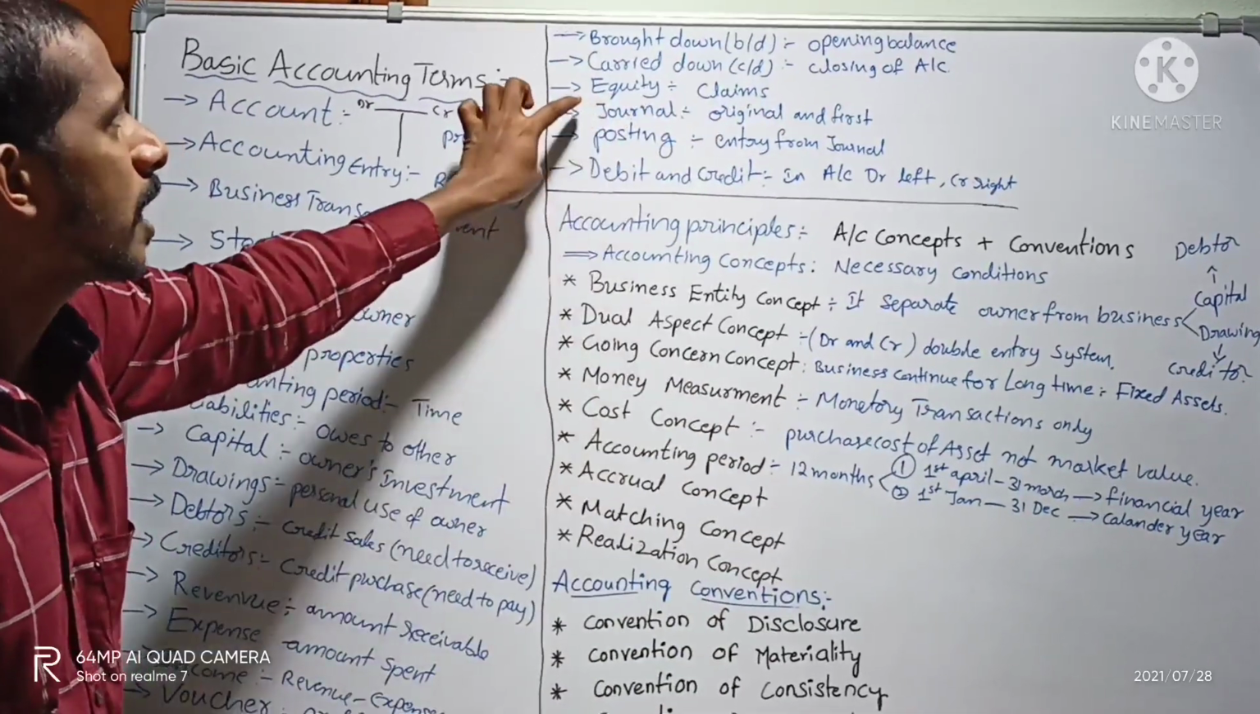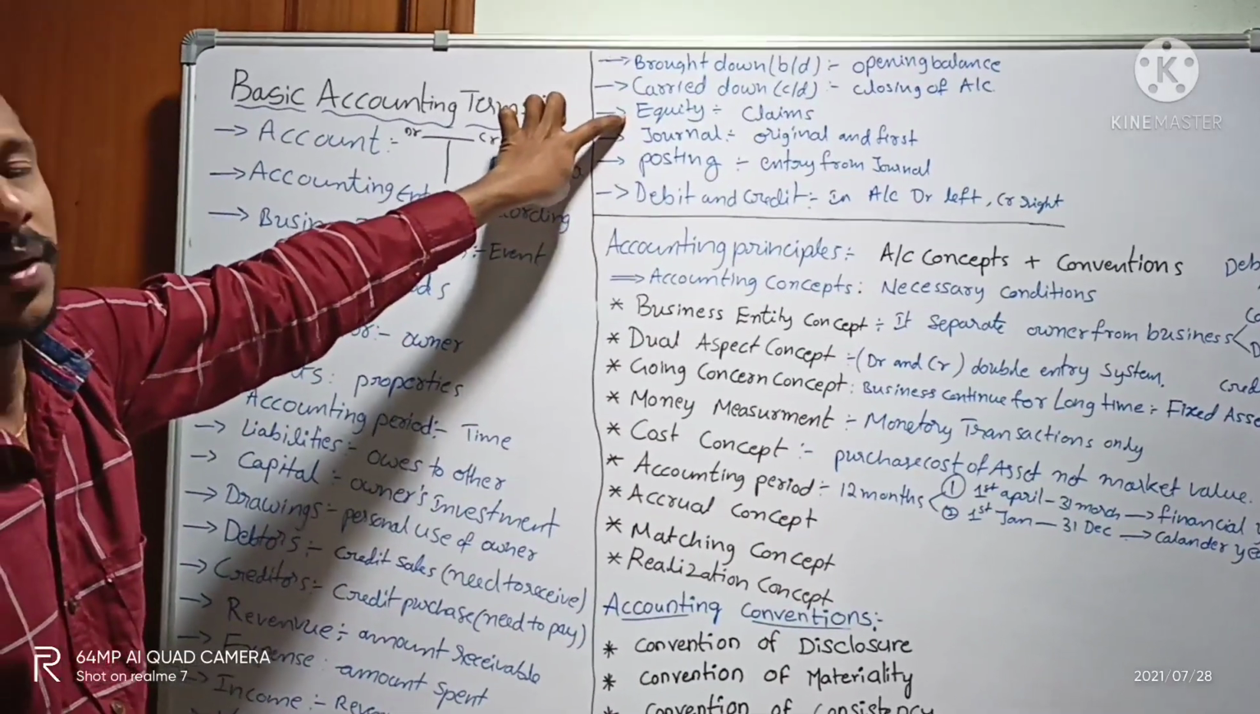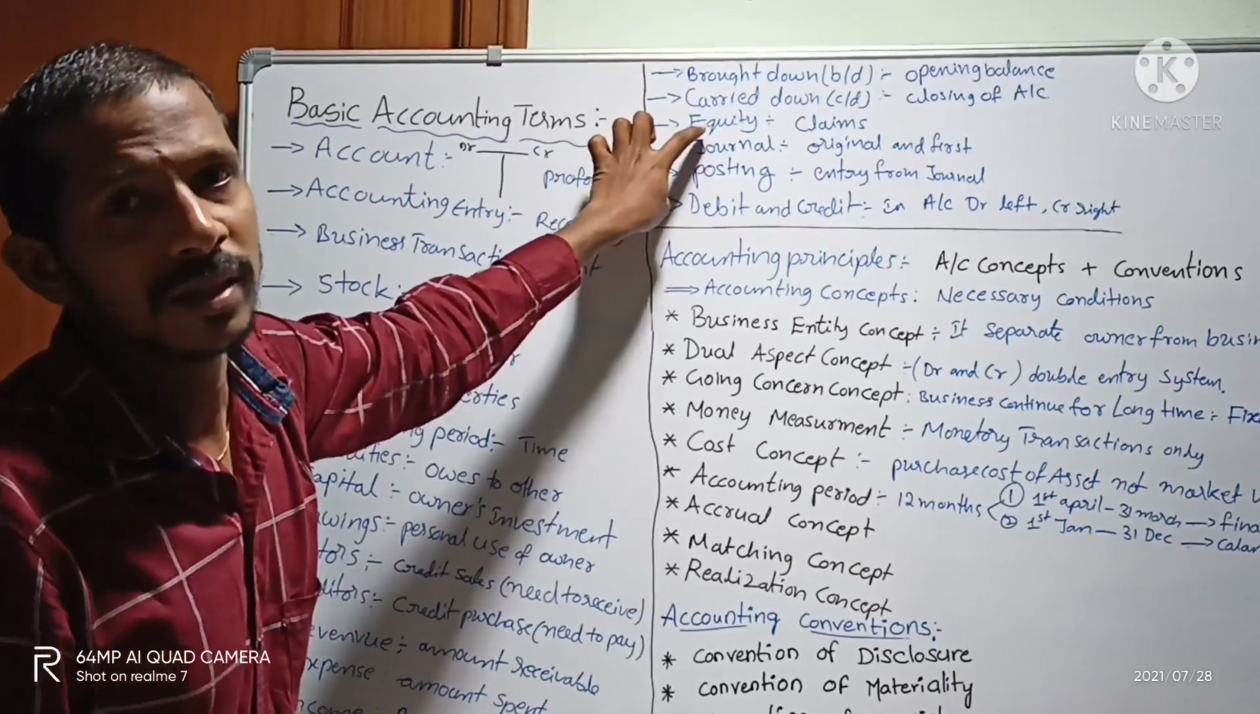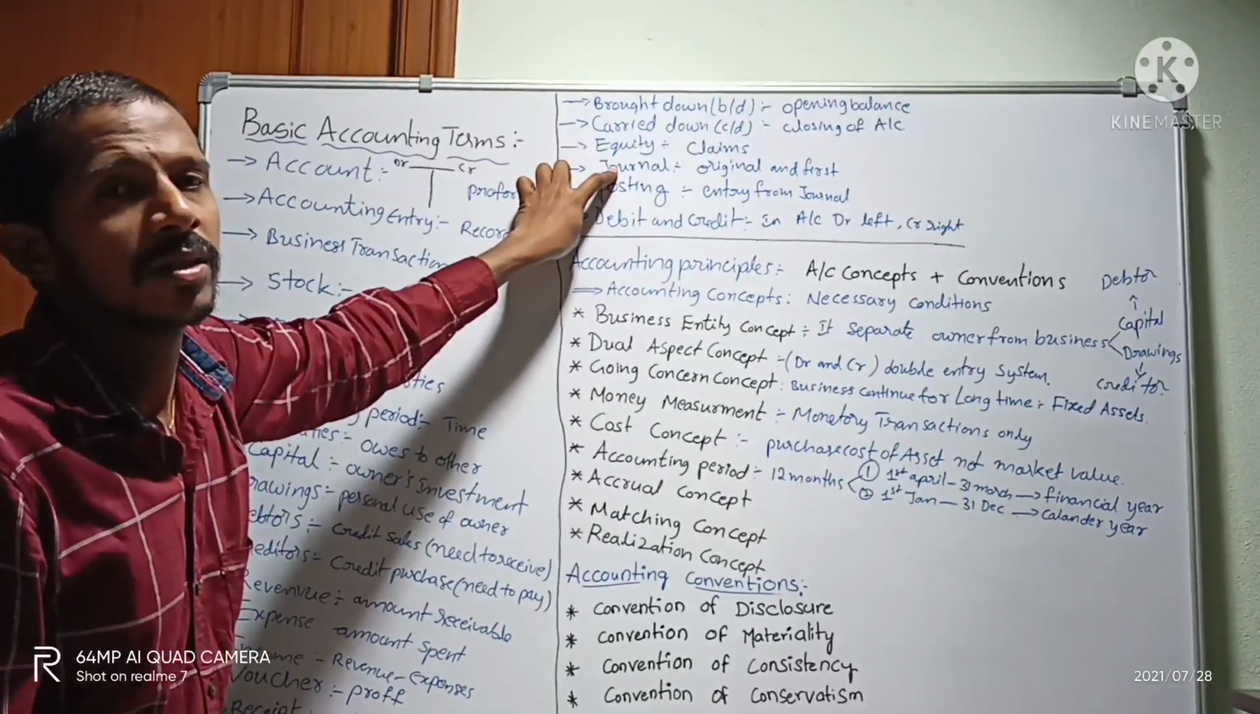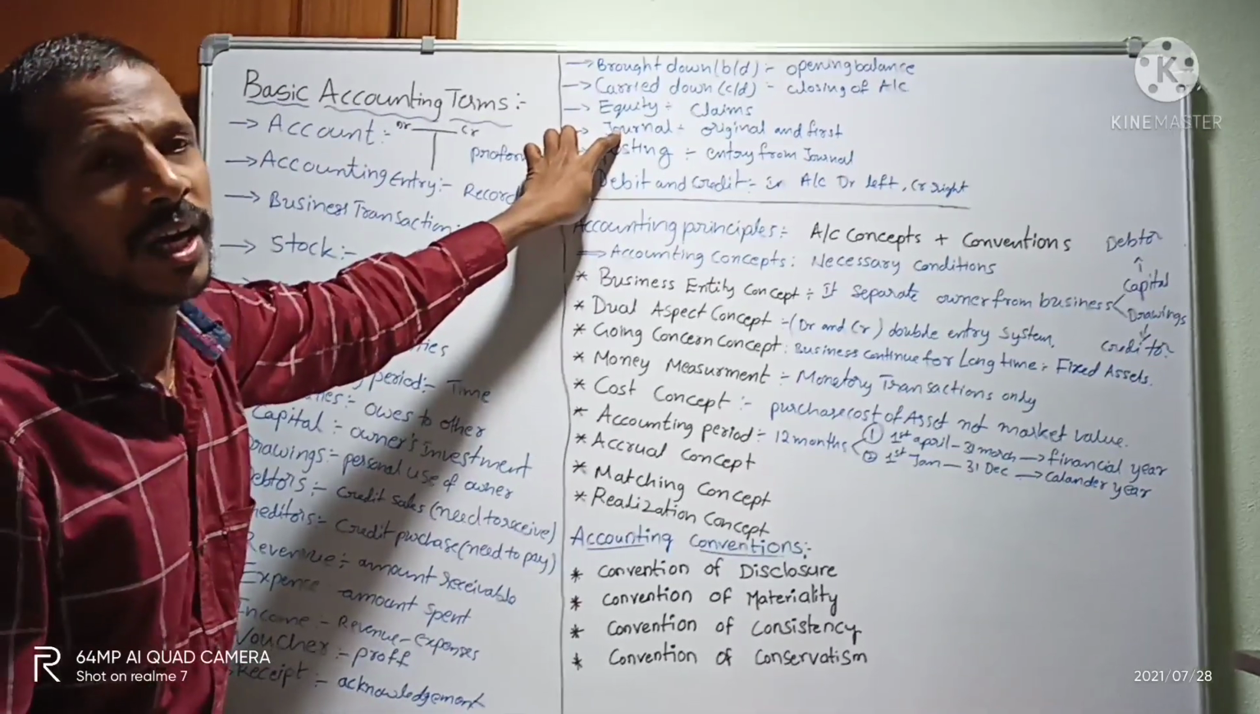Next, equity. Equity is nothing but the claims. Equity is nothing but the claims against the shares, whether it is equity shares or debentures.